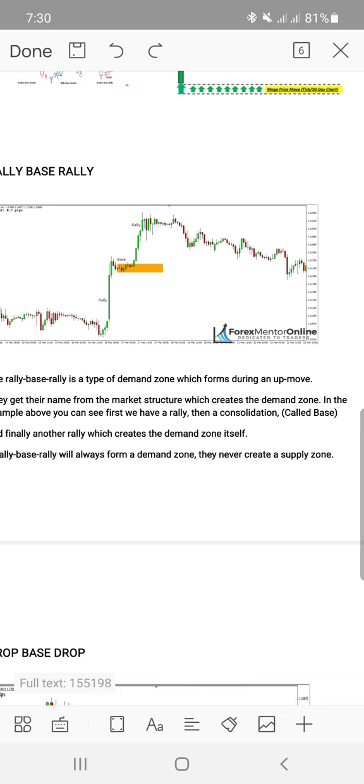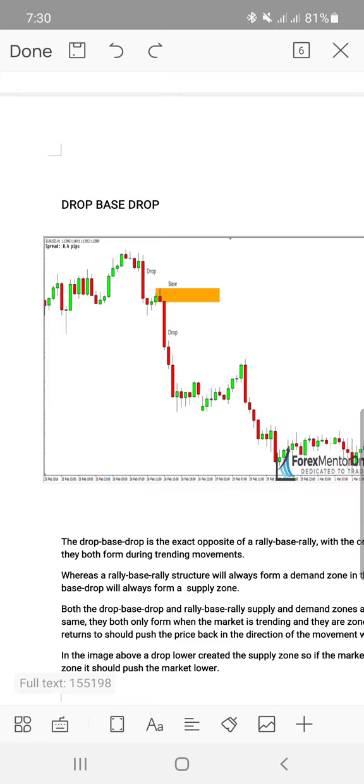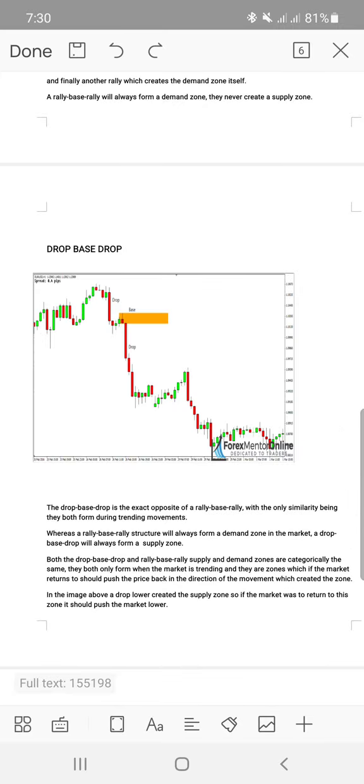If you have to draw this thing here, you will notice that from this base here, the market came and touched this demand zone again and started going up here. But don't worry, I'm going to use our MetaTrader app to show you more practical examples. Then the next one is the drop base drop.